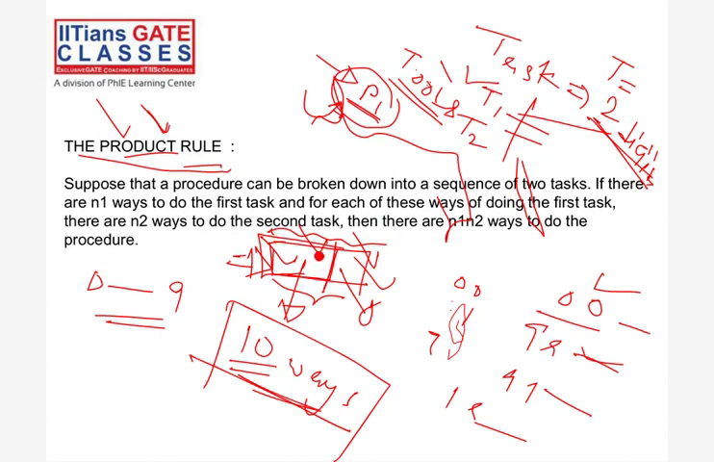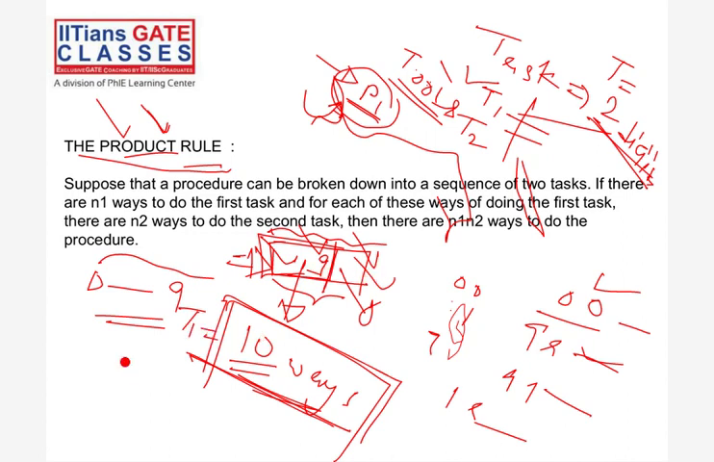So basically, when I say we have completed task T1, that means that we have put one of these digits here. So let's assume that I put 9. So you can see that task T1 can be done in 10 ways.